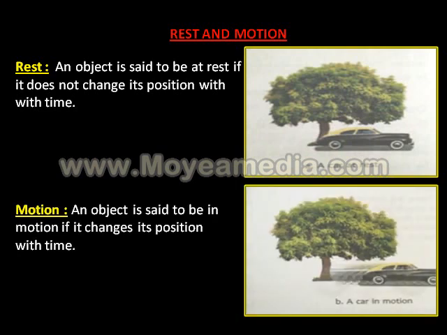Motion. An object is said to be in motion if it changes its position with time. Now see figure B. In figure B, the car which was near the tree in the beginning has now moved forward. Its position has changed with time. So the car which is moving now and has changed its position is said to be in motion.